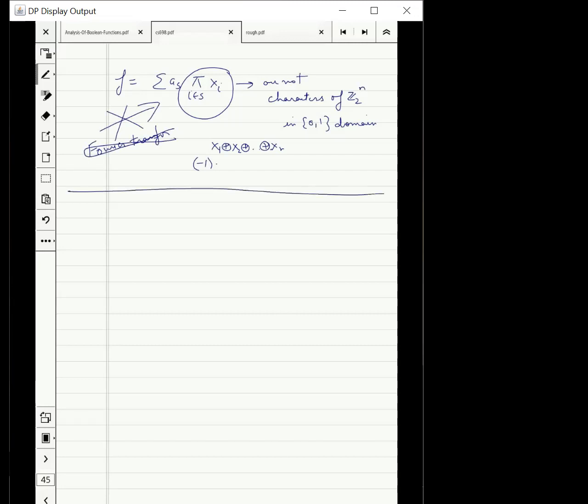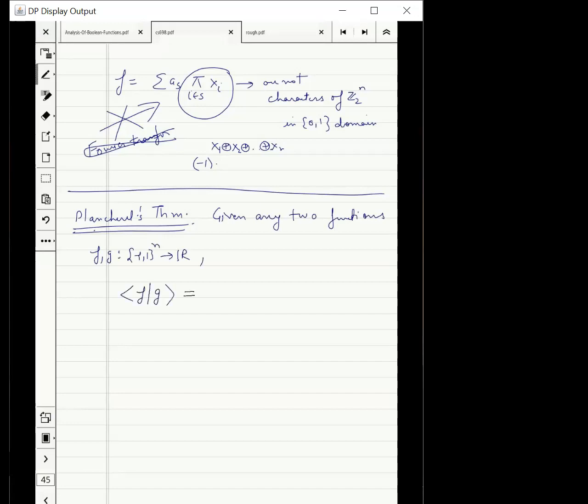Now, with this basis change interpretation, we will see a lot of nice properties of the Fourier transform. The first property is going to be called Plancherel's theorem. What does it say? Given any two functions f, g, again in our favorite form, their inner product can be written in terms of the Fourier transform.